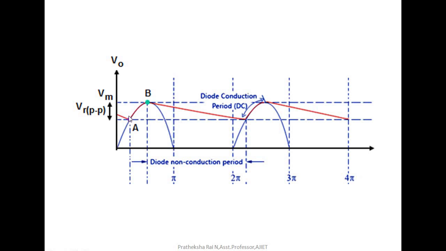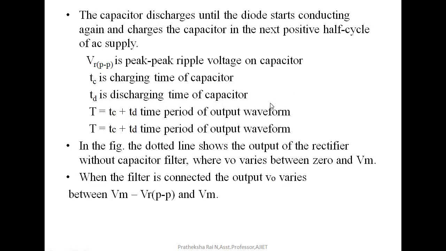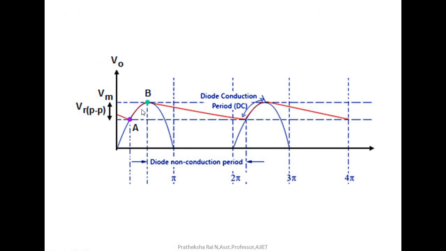The diode conducting is from A to B, or from this point you can see the diode is conducting. So this is how we can see the working of a capacitor filter. If you see the output waveform here, the output waveform we are getting across the capacitor is this red output you can see here. Because of the capacitor, the ripple content is reduced.